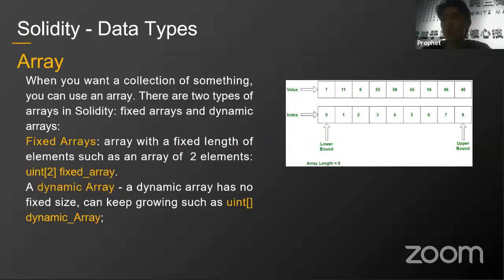So when we want to define the array, we need to use the type of the array with a middle bracket. If you want to define a fixed array, there should be some number in the middle bracket. But if you want to define a dynamic array, it should be empty.